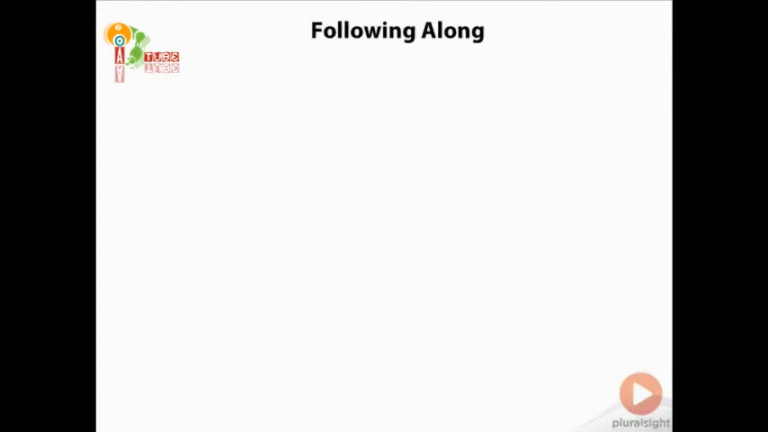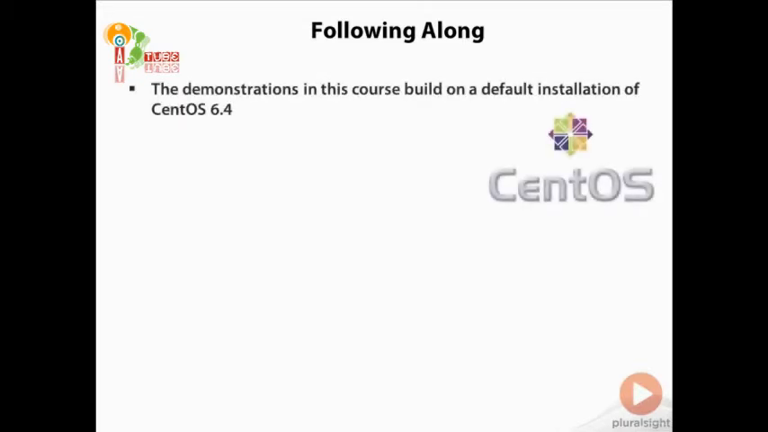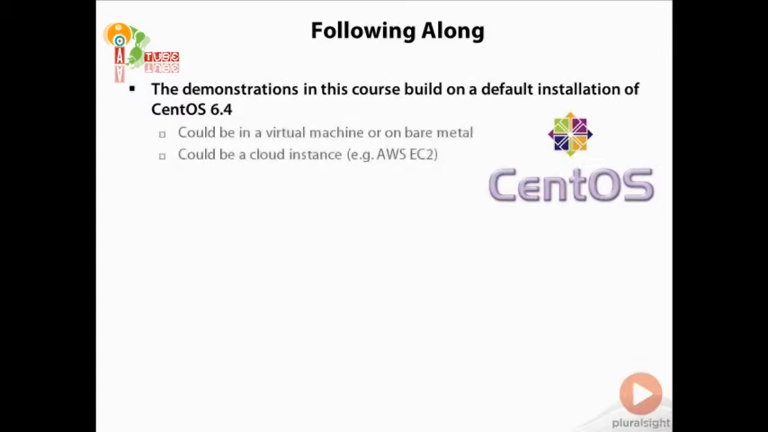Now, if you want to follow along with the demonstrations, and I very much hope you will, I recommend that you install CentOS 6. I'm using CentOS 6.4. Just do a basic installation. We'll cover the business of installing Apache and PHP and the MySQL pieces in the next lesson. You can install it into a virtual machine or onto bare metal, or it could be a cloud instance, for example in Amazon's EC2. You will need internet access from this machine to install the software from the repositories.